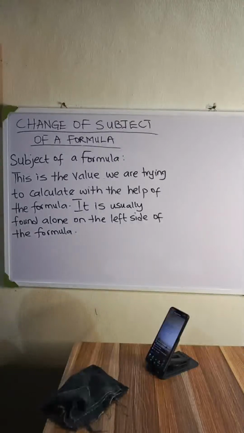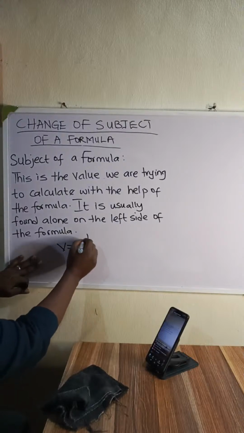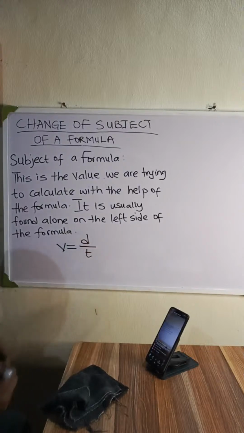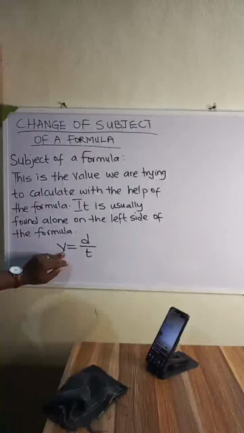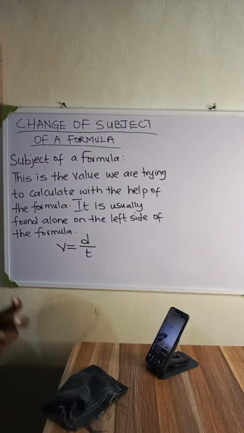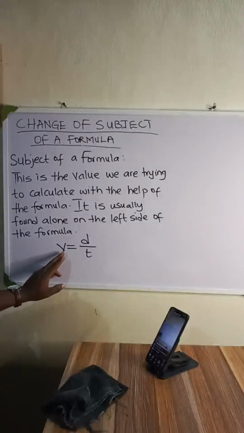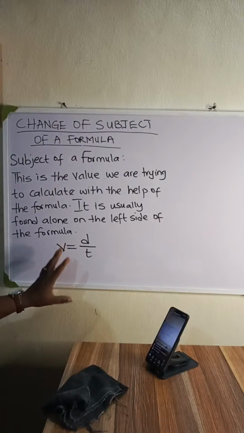Just like the example we used earlier, V is equal to D all over T. V is found alone on the left side of the formula. Therefore, V is the subject of the formula. Okay? So V is alone on the left, V is the subject. This is what we are trying to find.